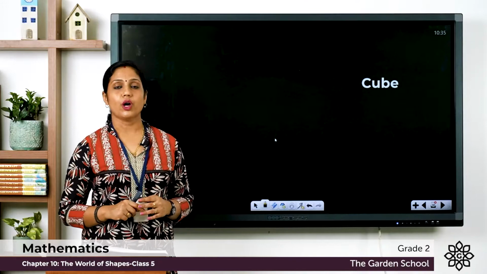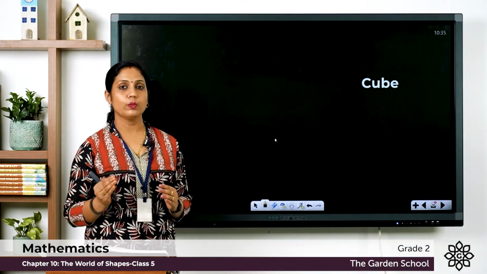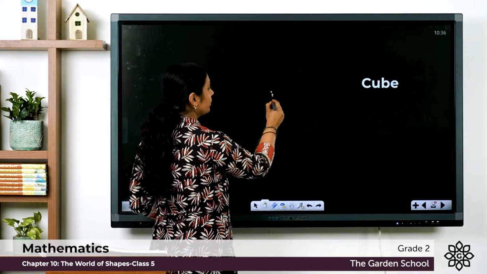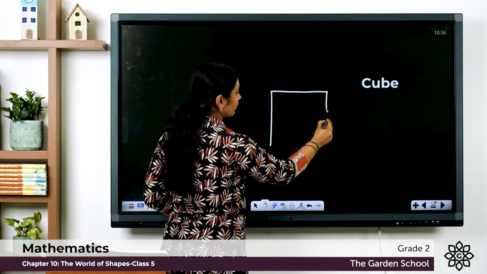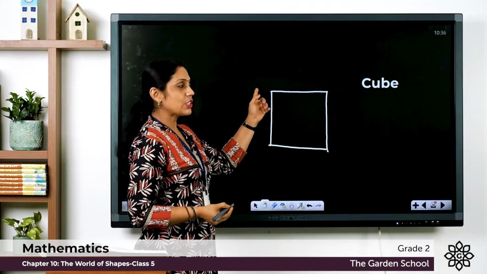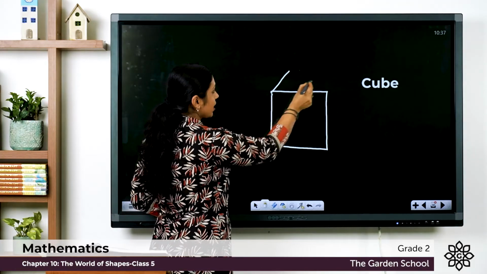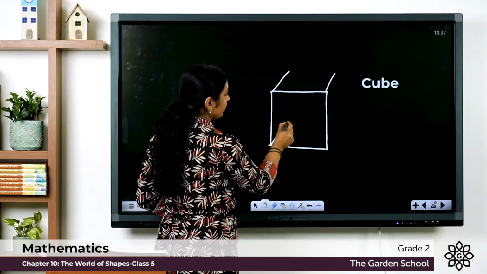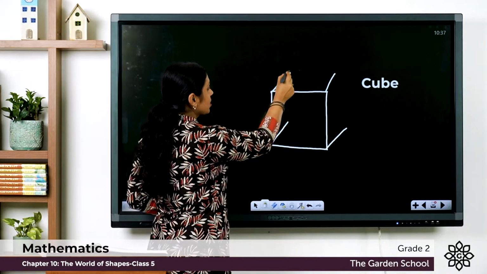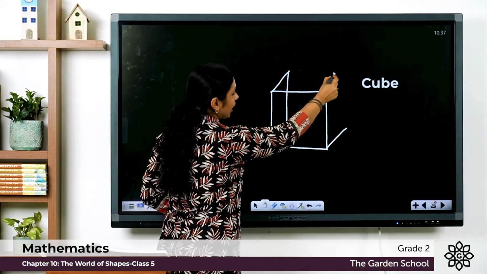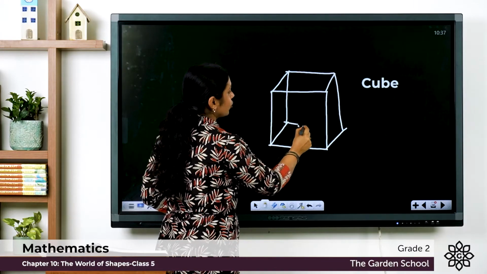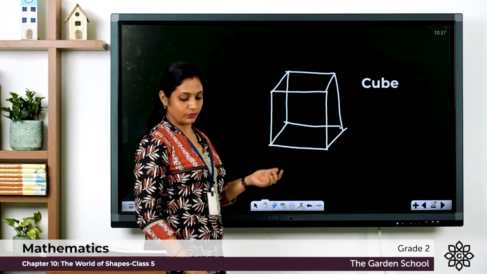First, let's learn how to draw a cube. In your question, a cube is not given, but let's learn how to draw a cube. For drawing a cube, draw a square. And from the corners, there are 4 corners on a square, draw a slanting line to the right side from all the corners. And draw a vertical line from the first 2 corners. And again a vertical line from these corners and a horizontal line, top and bottom. You get a cube.